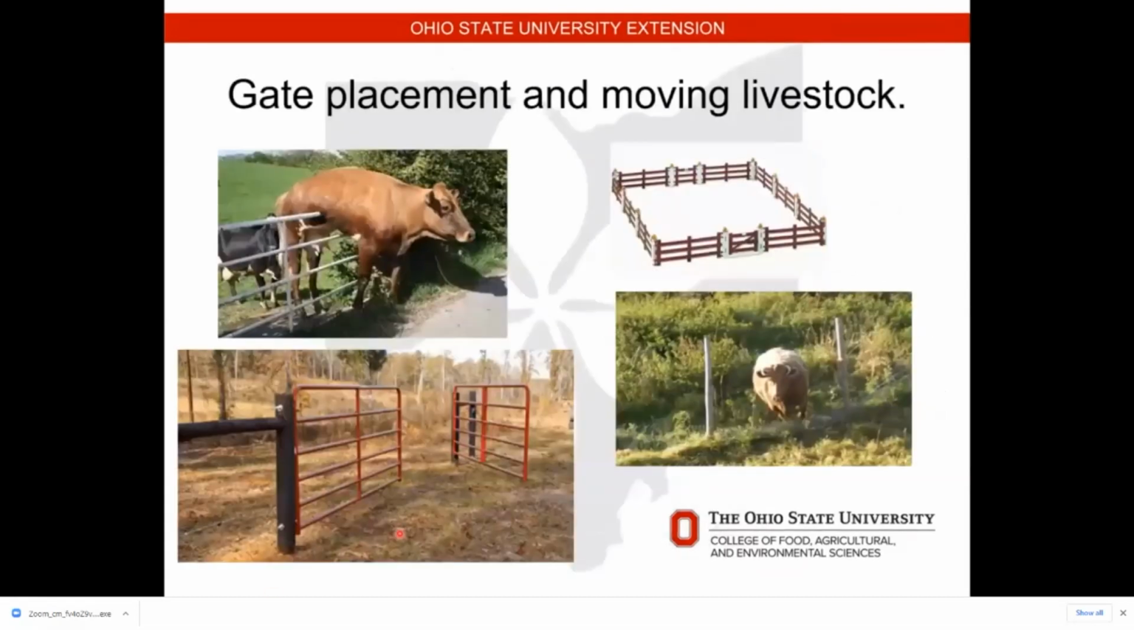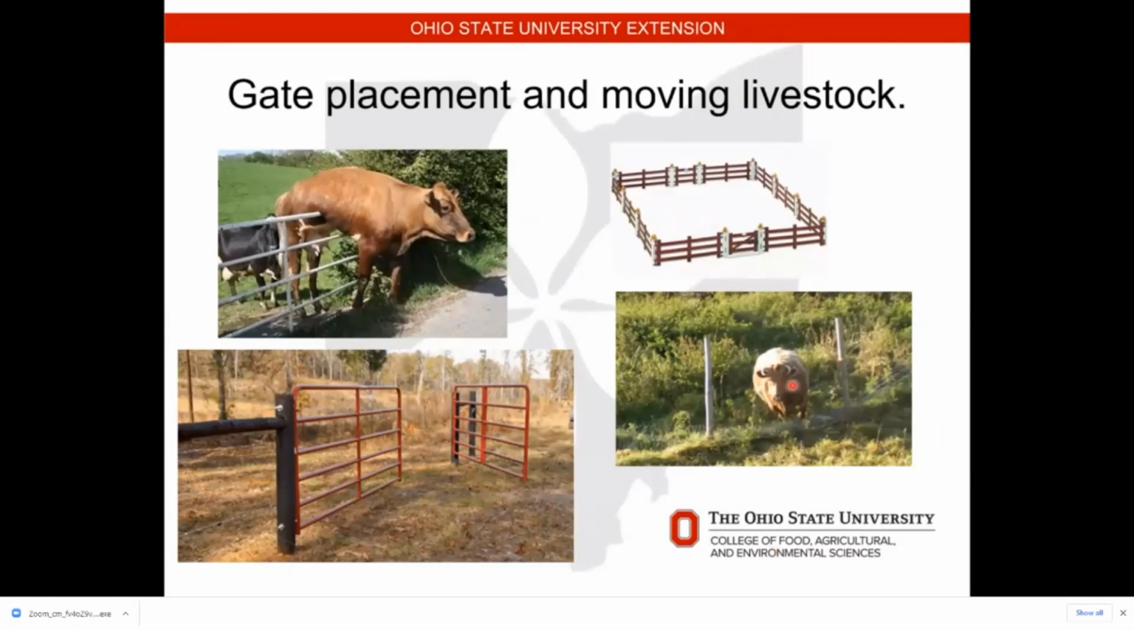Gate placement, for moving livestock: you don't want the gates in the center. You want them in the corners. It makes it a lot easier. This application happens to be an alleyway, so they've got two gates in, so whichever direction they're bringing the livestock, they can swing that gate open and help direct the livestock in there. Make sure you have them high enough to keep the pets off the top of your fence.